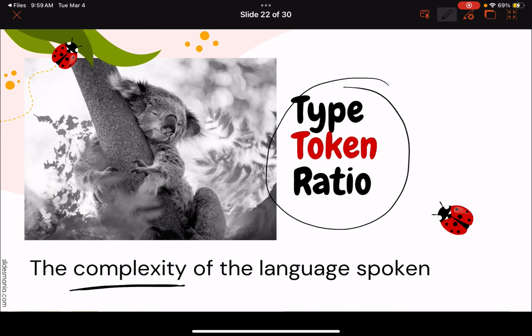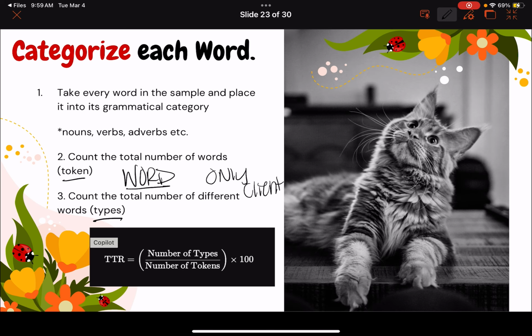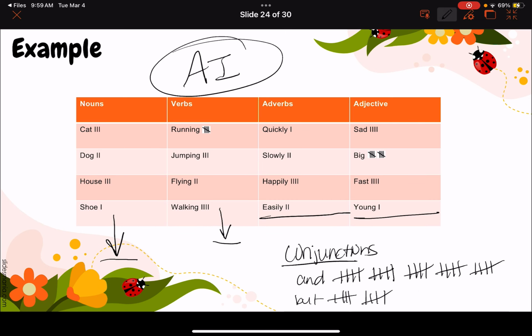We're going to calculate it. So it's looking at the complexity of language. This is the calculation for it. And then this is kind of how you could break it down. Your chart does not have to look like this. You do not have to copy me exactly. This is just how I do mine. I think it's just easier to look at. So whatever makes the most sense to you.